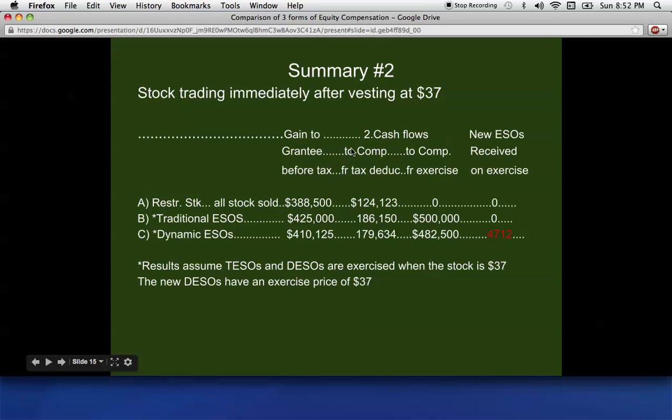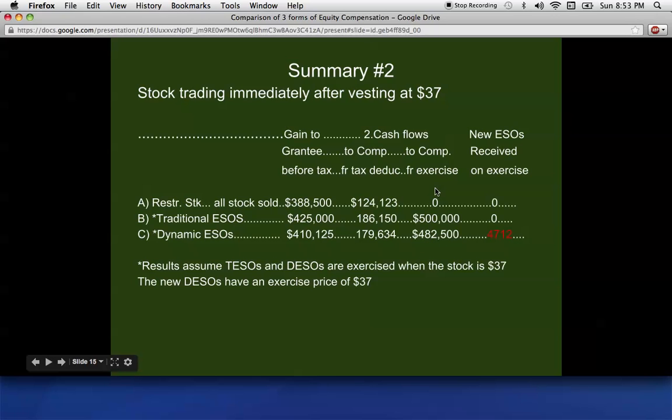However, the cash flows for the tax deduction is not that big a difference either, although with the restricted stock, you're getting less value than the two types of employee stock options. But the big difference in the cash flows is the amounts from exercising.